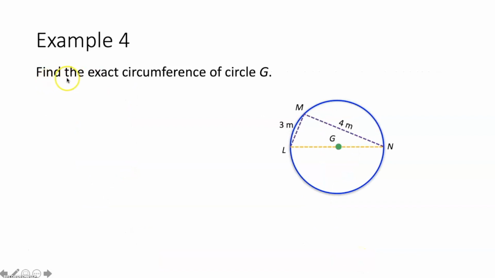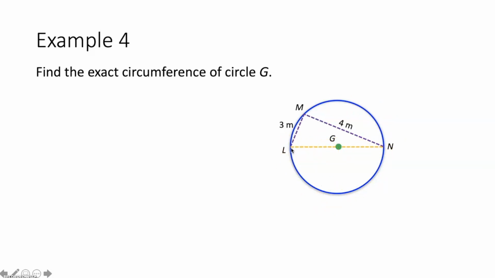Now, example 4 says find the exact circumference of circle G. So, again, to find the circumference of a circle, we have two formulas we can choose from. Either circumference of our circle is equal to pi times the diameter, or circumference of our circle is equal to 2 times pi times the radius. Well, in this particular example, we're not given the diameter, and we're not given a radius.